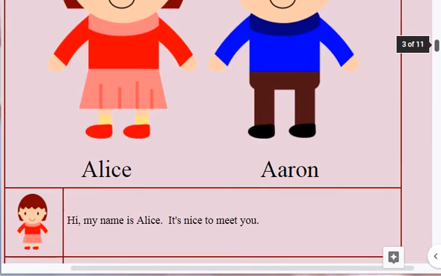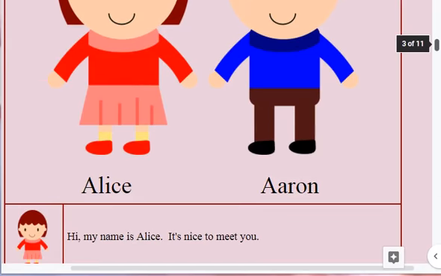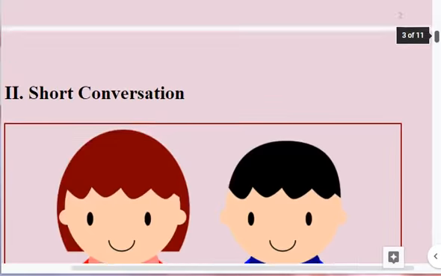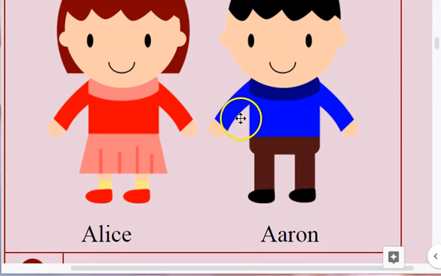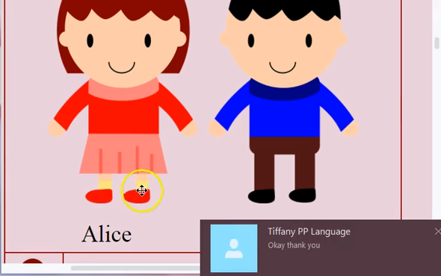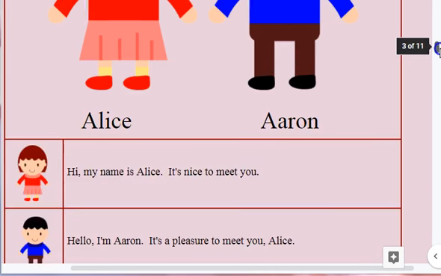Who are having a conversation here? How do you say the name? It should be Alice, because we're learning the short A sound. Yes. Alice and Aaron, right?